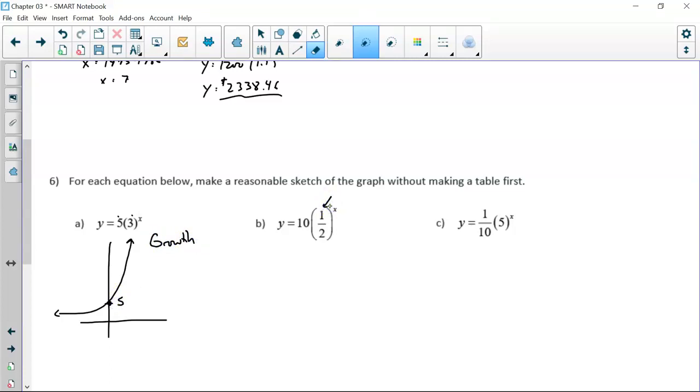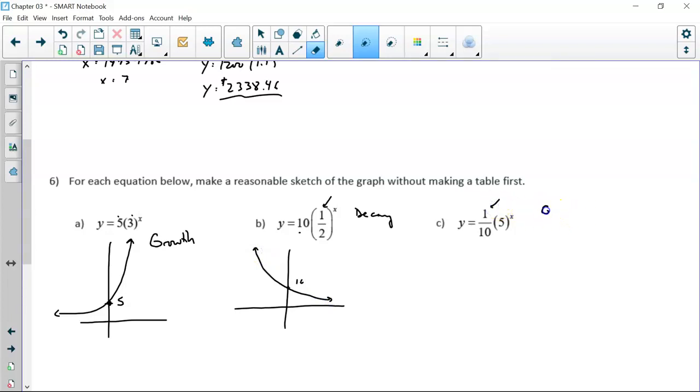Now, 1/2 is between 0 and 1. This is going to be decay. It's going to fall from left to right, and our initial is 10. So our y-intercept here is at 10, and it's going to be falling from left to right. It's decay.